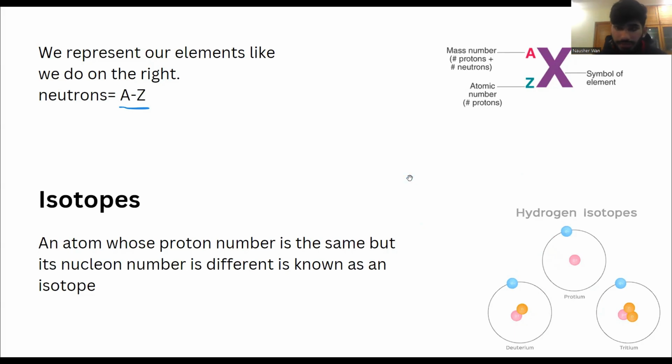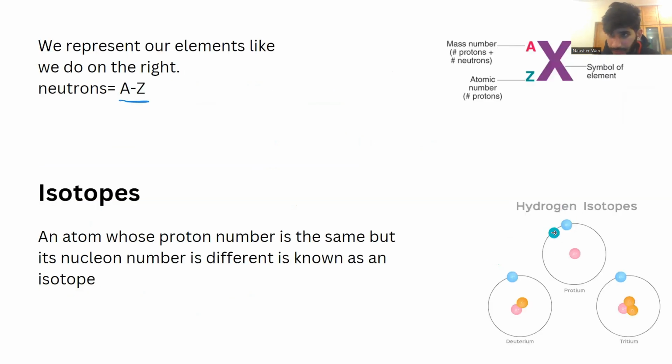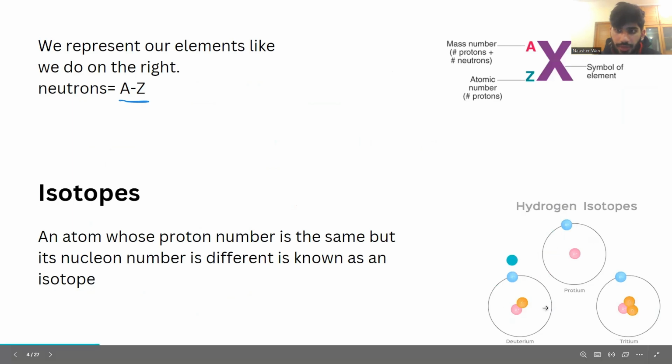But why are isotopes actually very important? Isotopes are really important when we're discussing the concept of radiation. Now, in actuality, when you're looking at these isotopes, let's take the example of hydrogen, not all of these isotopes are going to be stable.